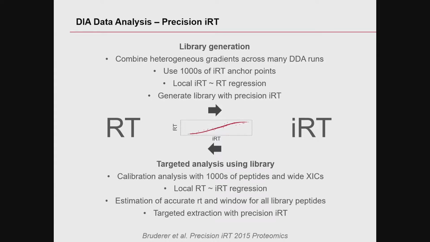local regression. And when you go the other way around, meaning during your DIA data analysis, you would use your library, you would perform the calibration on these thousands of peptides. You would do this with wide extracted ion currents, and then you can again do your local regression, RT versus iRT, and you can do it much more refined on small extracted ion currents and perform your final analysis with the targeted extraction with what we call precision iRT. So you can go back and forth like that with quite high precision.